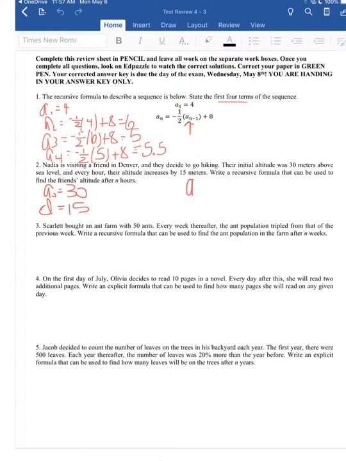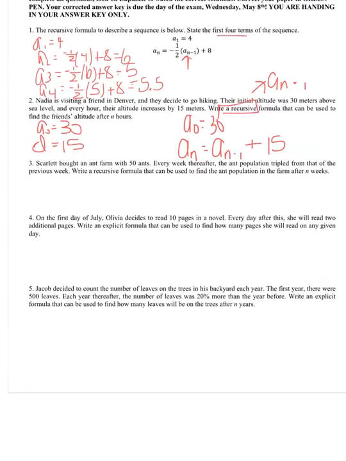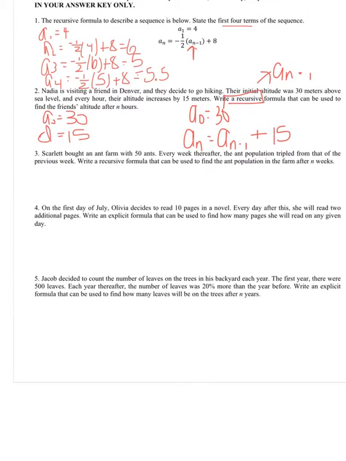So a sub 0 is 30. You have to say that. And then recursive, again, uses a sub n minus 1. So what are you doing to the previous term to get to the next? So this is arithmetic, so you are adding. You're taking the previous term and you are adding 15 because it's increasing by 15 meters. That's all it wants.